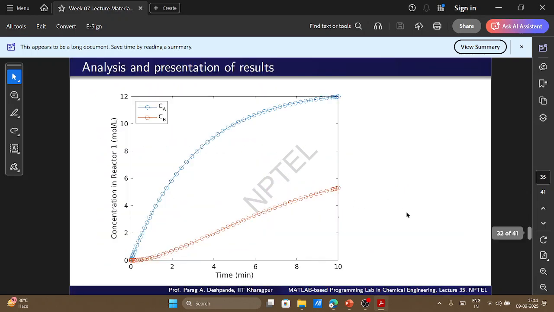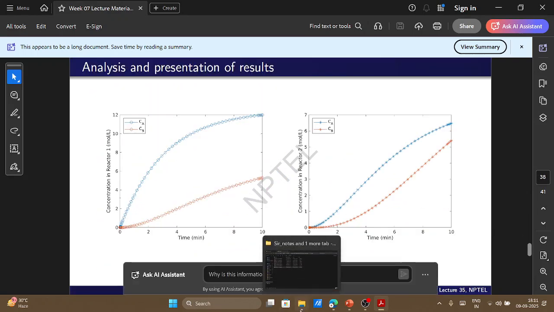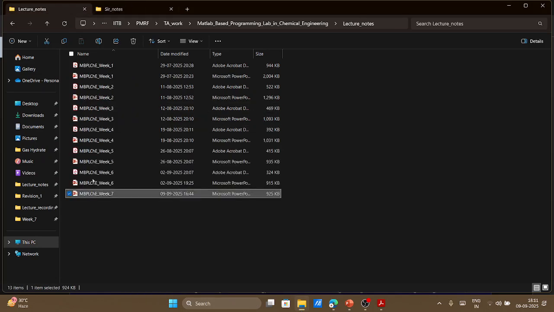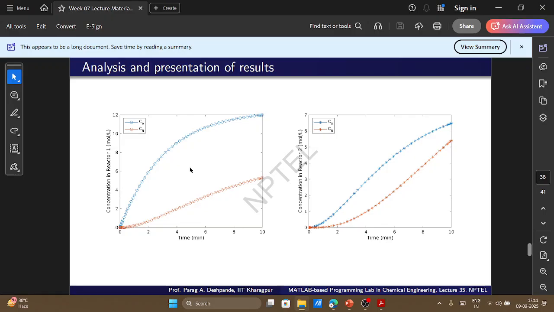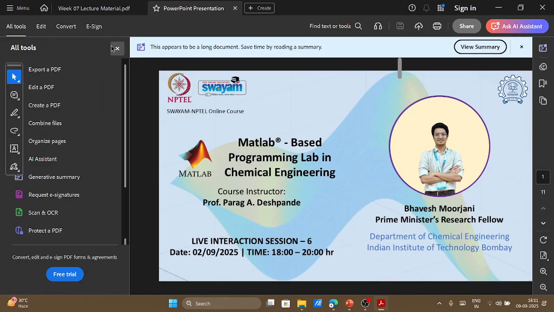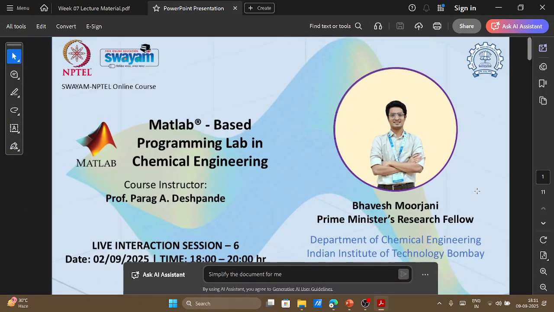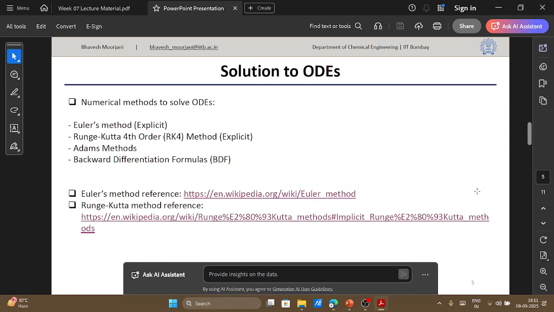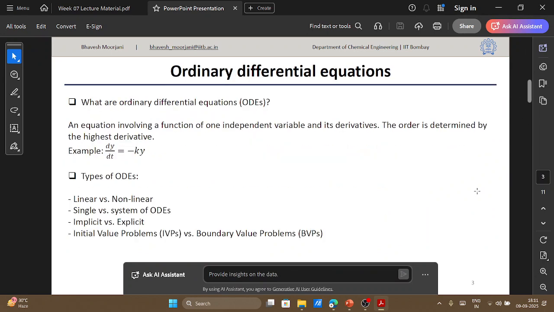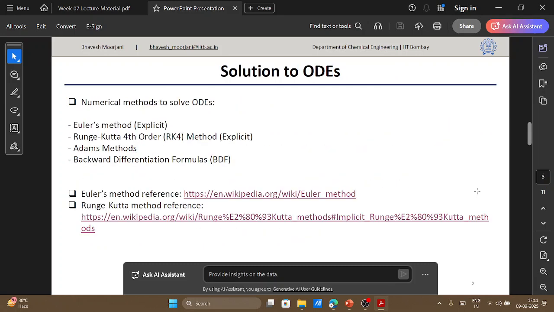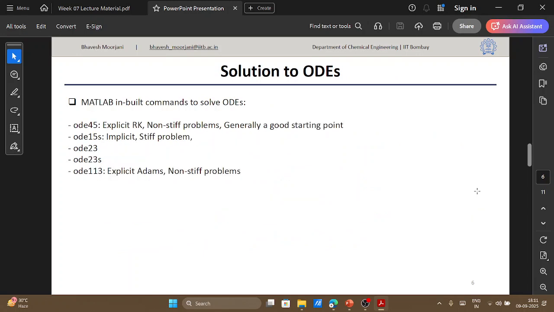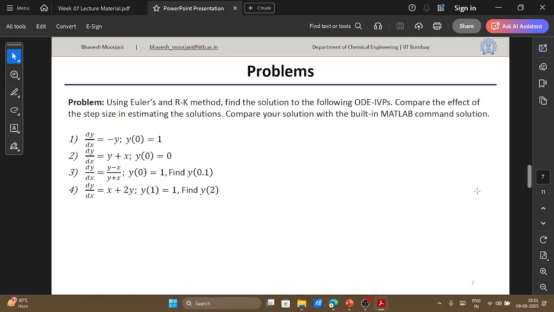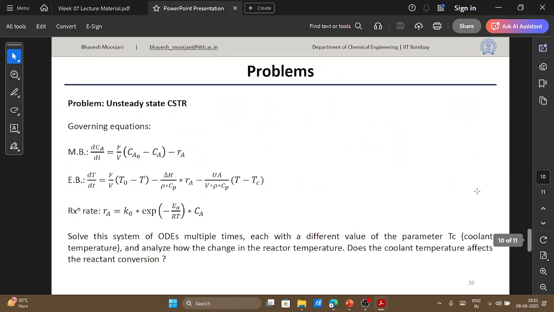analysis, right? If you recall, the same thing we had done in the week 6 class, which was the previous session. There also, we had only a single CSTR problem, which was kept at unsteady state. So we first tried to learn about the different ODEs, ordinary differential equations, how we can categorize them, the basic methods to solve ODEs, the inbuilt Matlab programs and how they differ from each other, right? And then we tried to solve this unsteady state CSTR problem.